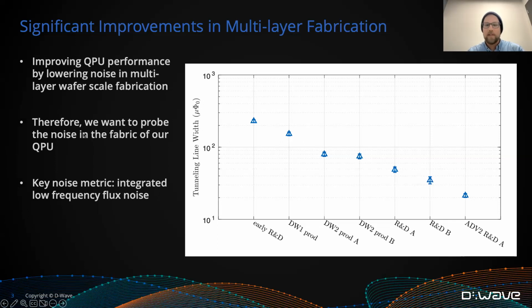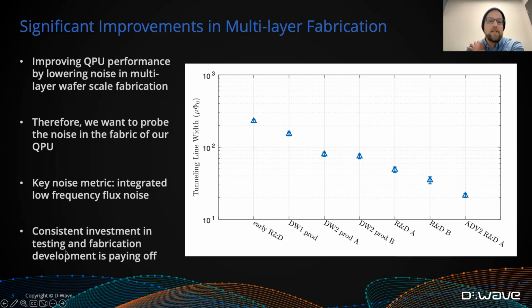That means we have to use the same control lines that our annealing processors would use. A key metric we're tracking is our integrated low frequency flux noise, which is what's being plotted here on the right-hand side. This is a tunneling line width on the y-axis, and I'll come back to what this metric actually is in this talk. But you can see our R&D efforts are paying off: we are lowering the amount of integrated low frequency flux noise that our qubits are seeing. Our consistent investment in our noise program is starting to pay off.